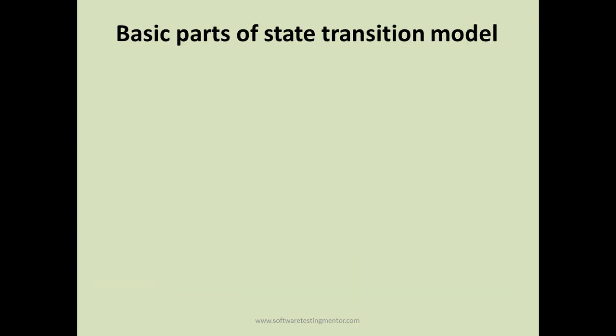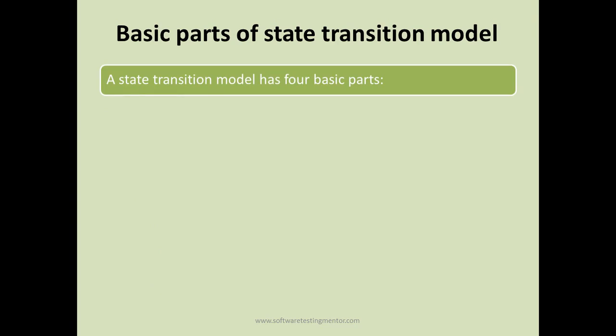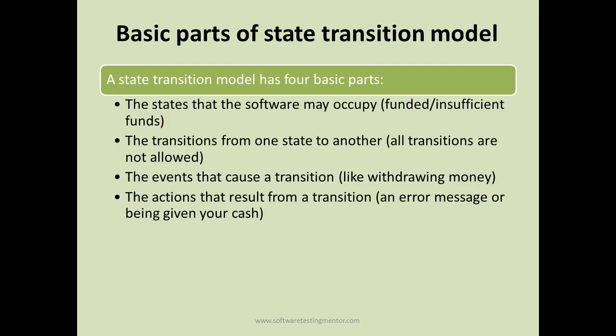Now, what are the basic parts of state transition model? A state transition model has 4 basic parts. Let's understand what are those parts. The states that the software may occupy. So for example, your account may be funded, that's one state. Your account may be insufficient funds, that's another state. Or you might be granted access to the account, or you might be asked to retry the PIN in case you have entered wrong PIN. So these are some states of the software.